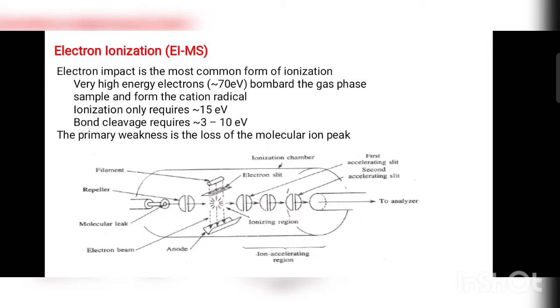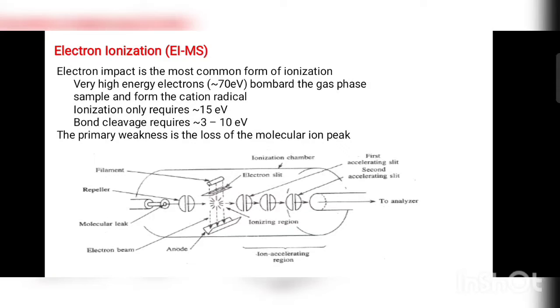Electron impact is the most common form of ionization. In this method, high energy electrons are bombarded on a gas phase sample, that is a sample gas, and it forms the cation radical. Ionization only requires 15 electron volts, while bond cleavage requires 3 to 10 electron volts of energy. The primary weakness is the loss of the molecular ion peak.